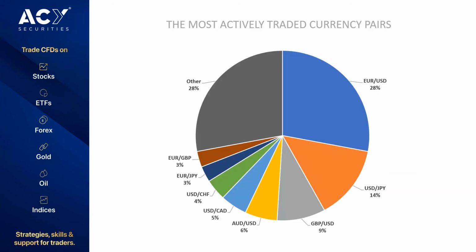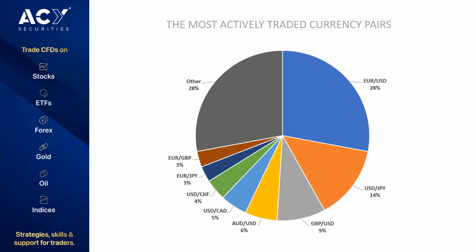Next, we're going to go through the most actively traded pairs so that you get an understanding of which pairs are favoured by traders. This pie chart gives you a breakdown of the most actively traded currency pairs. And as we can see, the most actively traded currency pair by far is the euro to the US dollar, followed by the US dollar to the Japanese yen, the pound to the US dollar, the Australian dollar to the US dollar, the US dollar to the Canadian dollar, the US dollar to the Swiss franc, the euro to the Japanese yen, and then the euro to the pound.